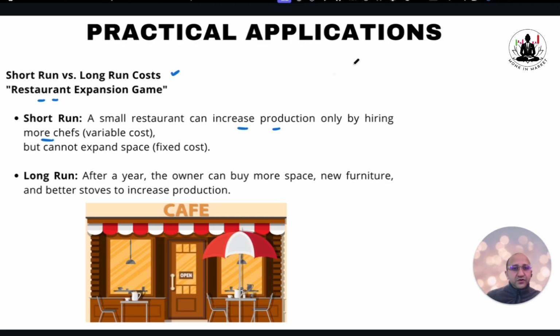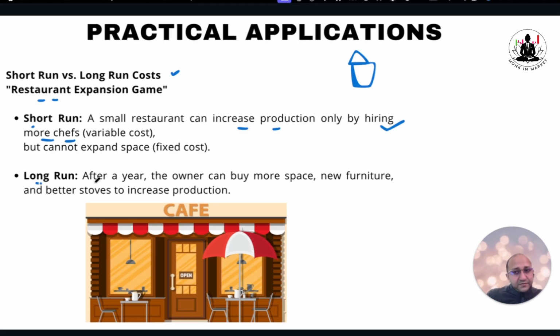Means you are having a small restaurant. This is your restaurant, right? And you need to produce more pizzas. So the best thing you can do is hire more chefs or more labor. Only then you can produce more pizzas in 1 week, right? You can't buy a new restaurant. You can't open a new restaurant in 1 week. So the time is very less over here.